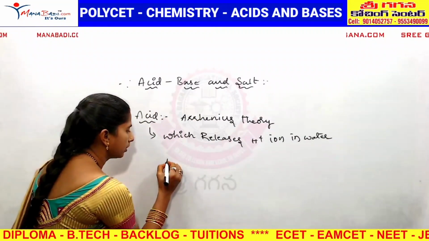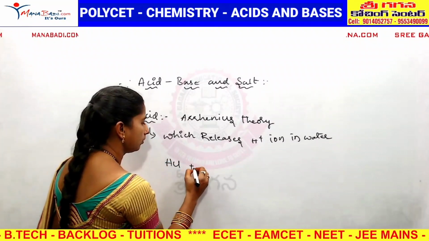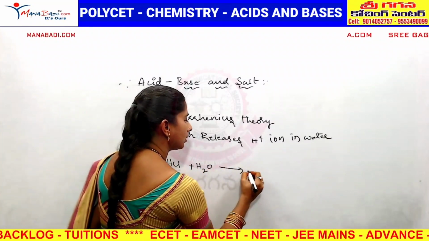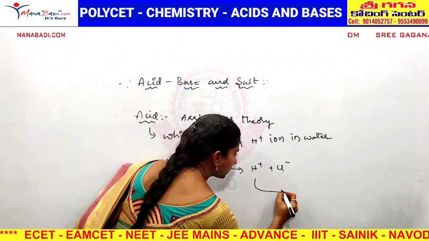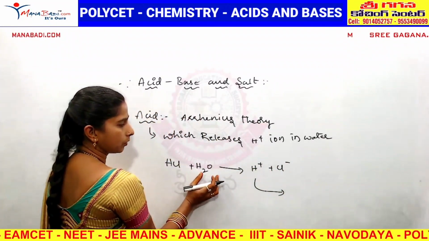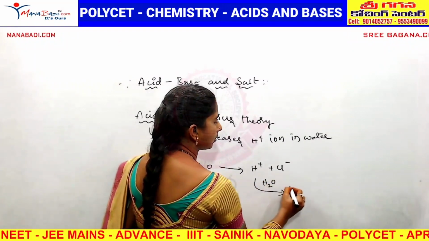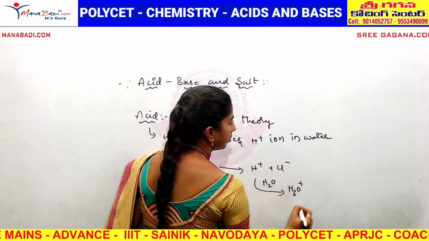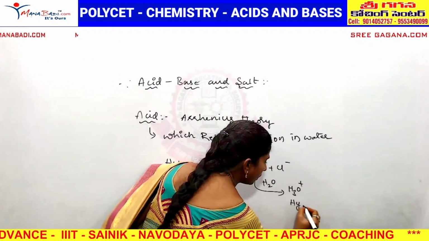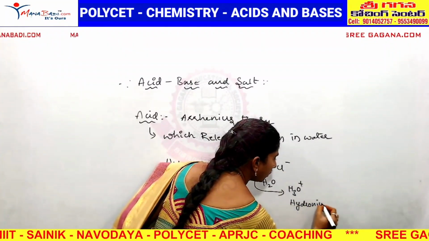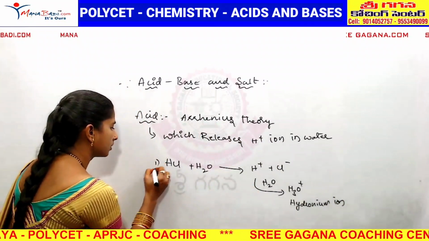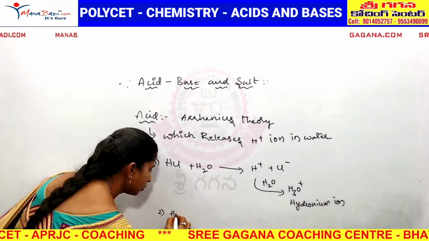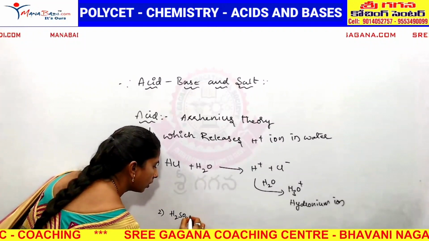For example, HCl. HCl in water releases H plus ion and Cl minus ion. This H plus ion reacts with water and forms H3O plus. This is named the hydronium ion. And the second example, H2SO4.